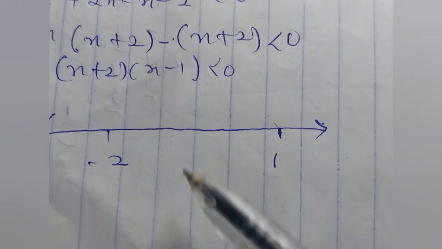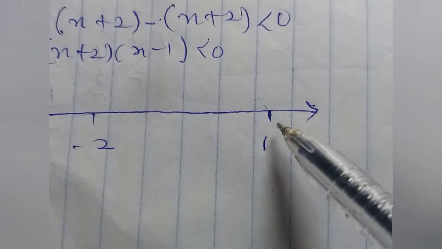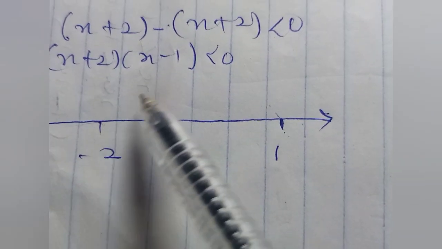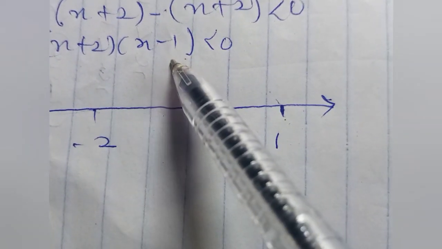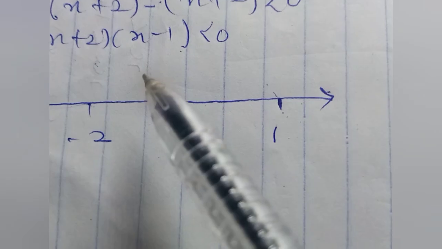Now let's take a value between negative 2 and 1. Let's take 0. 0 plus 2 and 0 minus 1. So it gives us 2 times negative 1, which is negative 2.